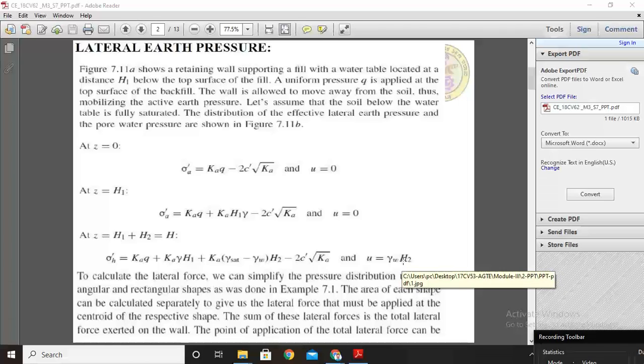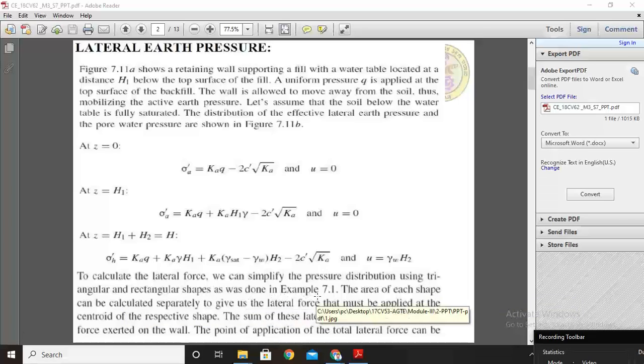So this is the calculation, or logic, of how to calculate lateral earth pressure at the base of the retaining wall, at the heel. To calculate the lateral force, we can simplify the pressure distribution using triangular and rectangular shapes, as was done in example 7.1. Earlier we have done it; the same logic is applied here. The area of each shape can be calculated separately to give us the lateral force that must be applied at the centroid of the respective shape. The sum of these lateral forces is the total lateral force exerted on the wall.